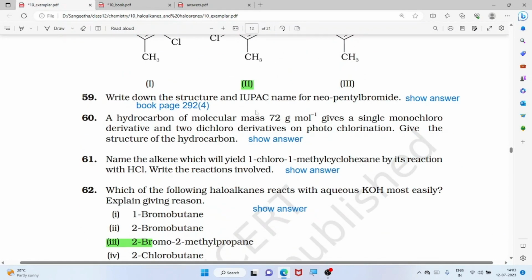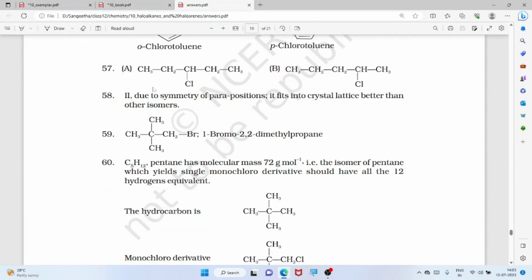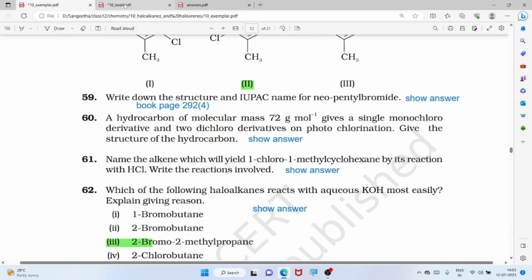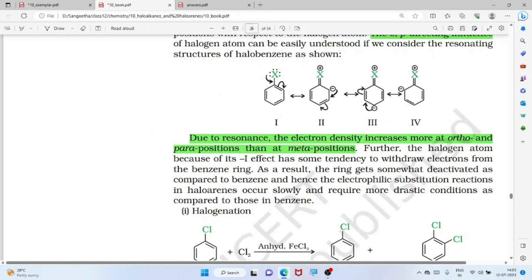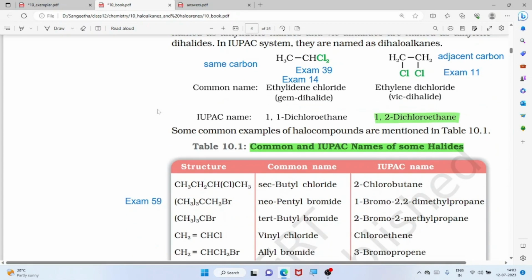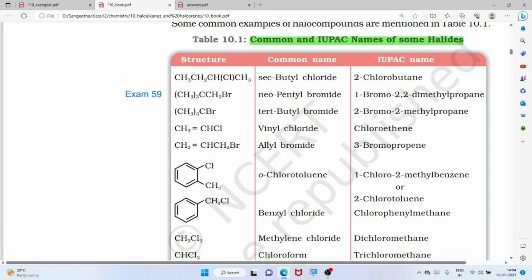Write down the IUPAC names of neopentyl bromide. Neopentyl bromide.